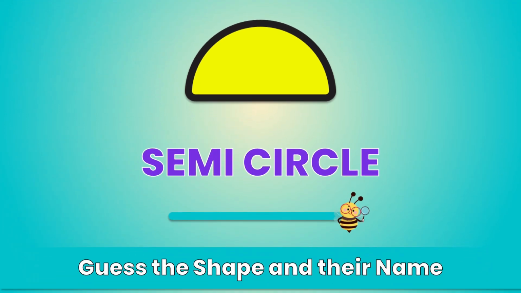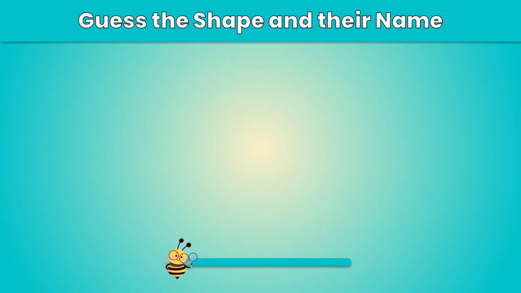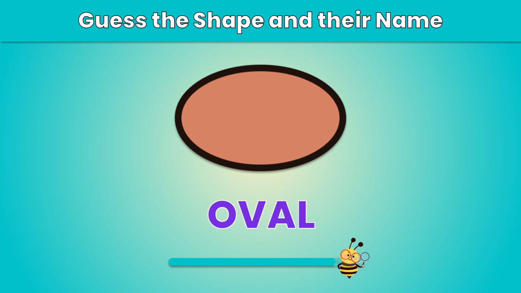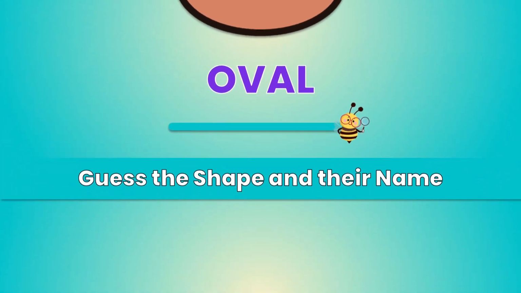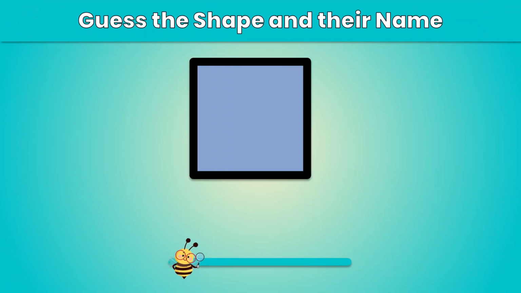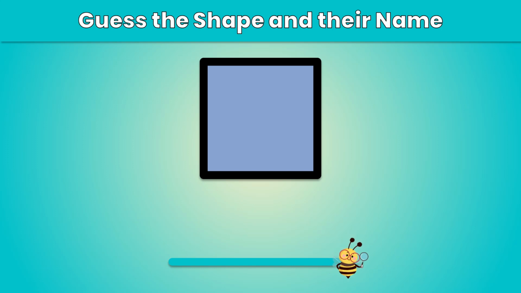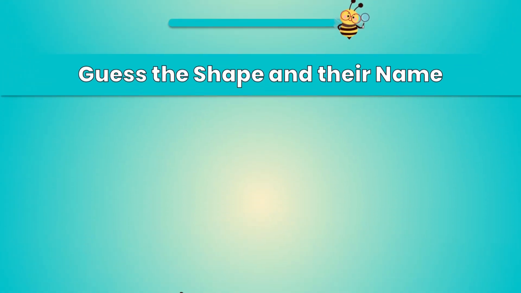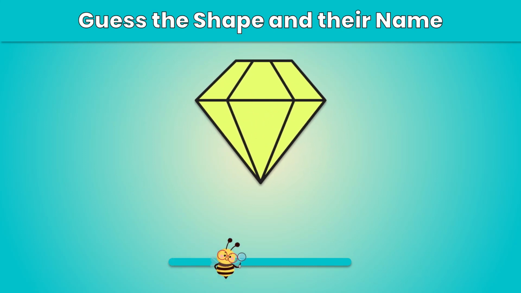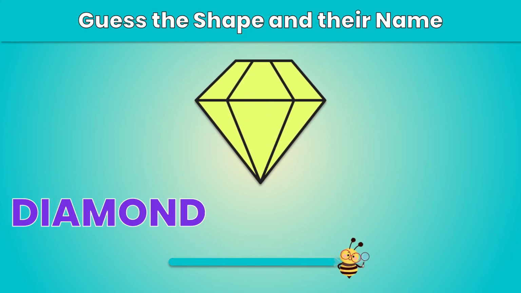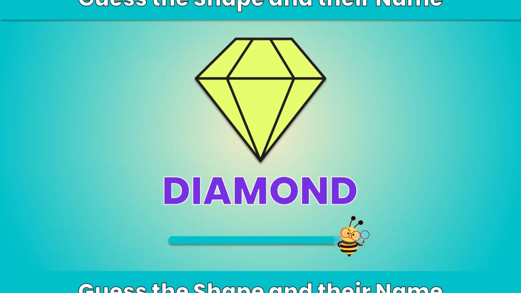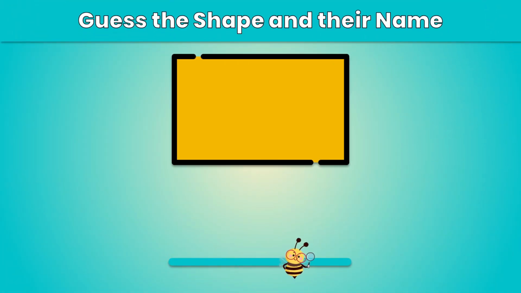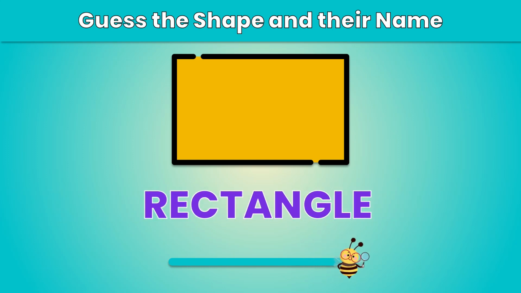Semicircle. It's oval. Square. Diamond. Rectangle.